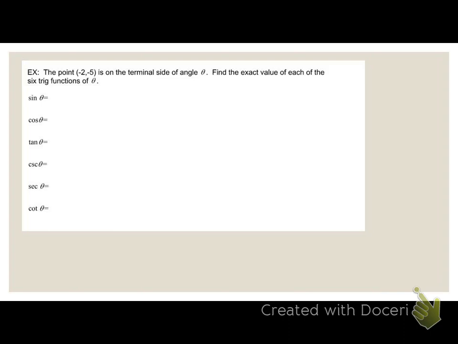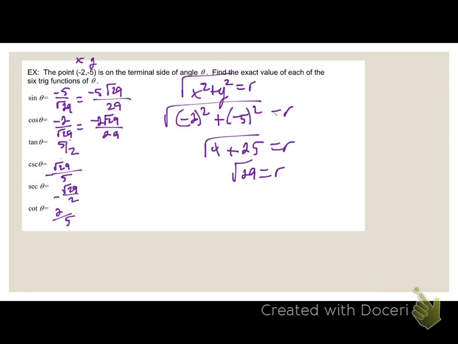And see what you come up with. Stop the video. You can start it back up and check all your answers. Did you get these values?